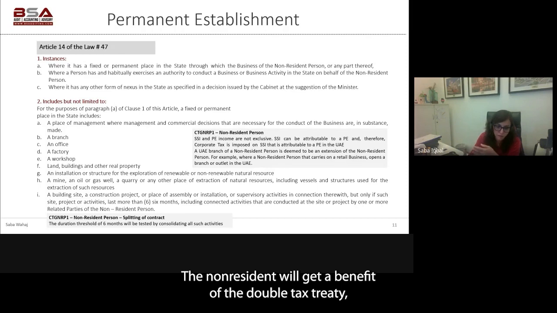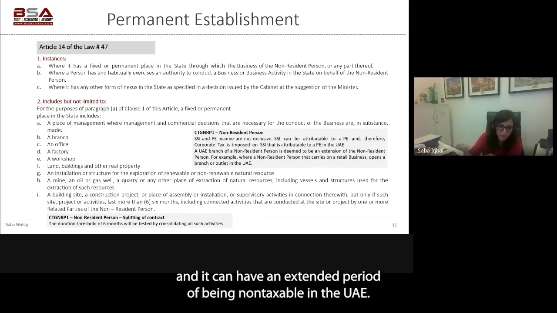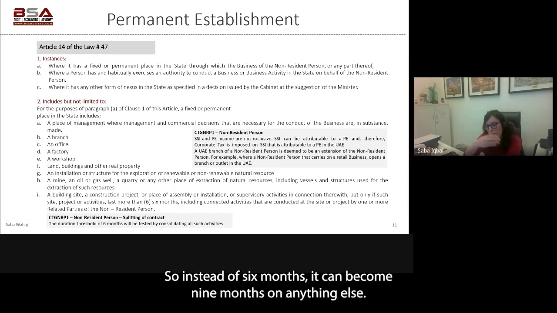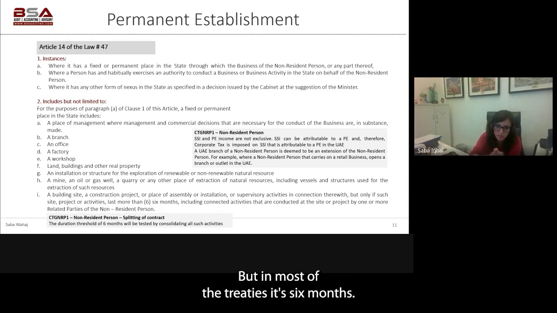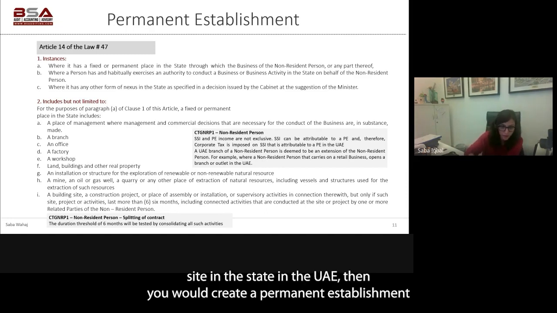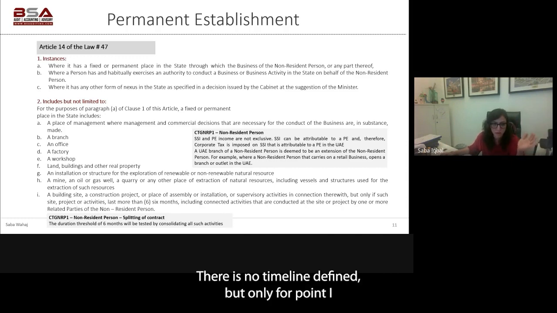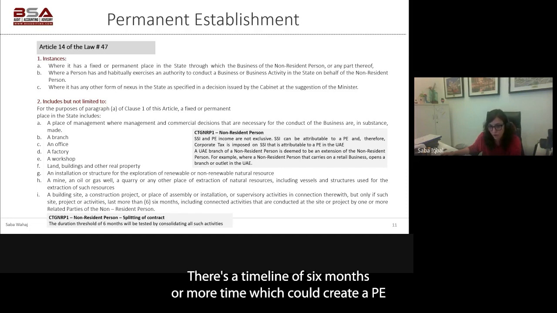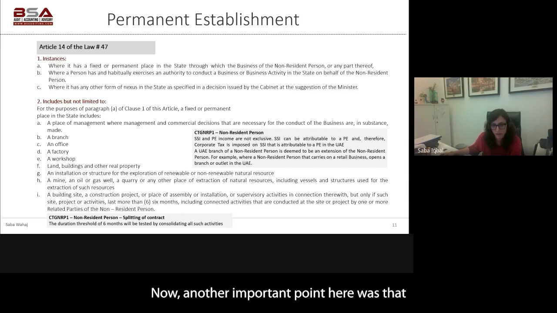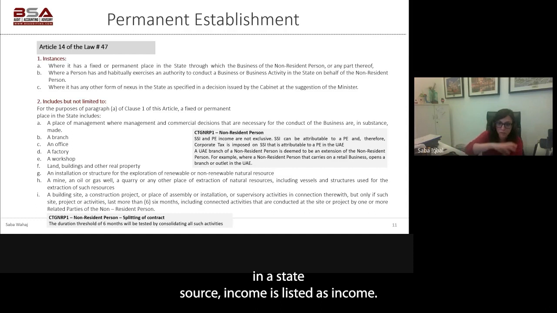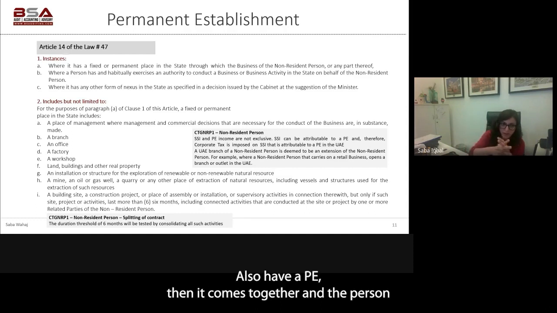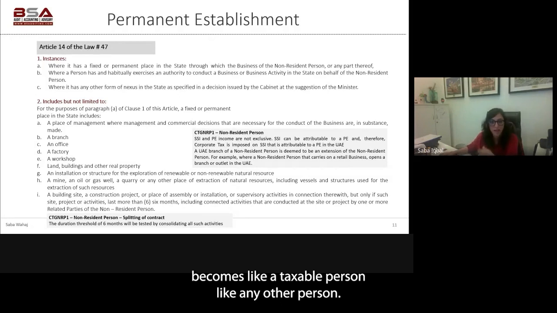The non-resident will get the benefit of the double tax treaty, and it can have an extended period of being non-taxable in the UAE. So instead of 6 months, it can become 9 months or anything else. But in most of the treaties, it's 6 months. So if within a 6 month period you are still having a building or construction site in the state, in the UAE, then you would create a permanent establishment. For the others, there is no timeline defined, but only for point I there's a timeline of 6 months or more, which could create a PE. Another important point here was that if state source income also has a PE, then it comes together and the person becomes a taxable person like any other person.